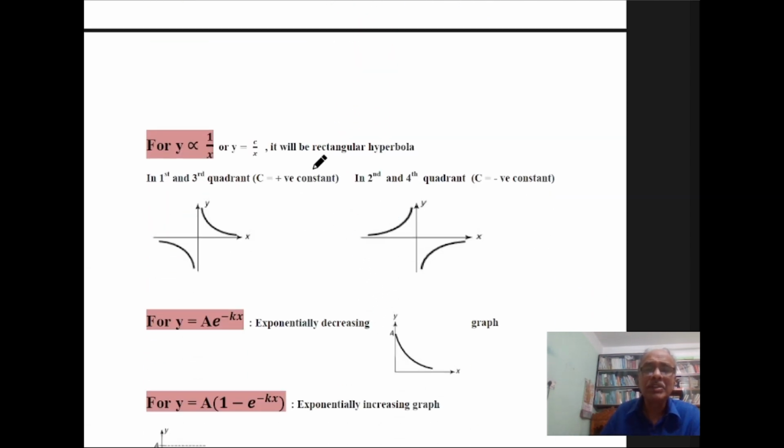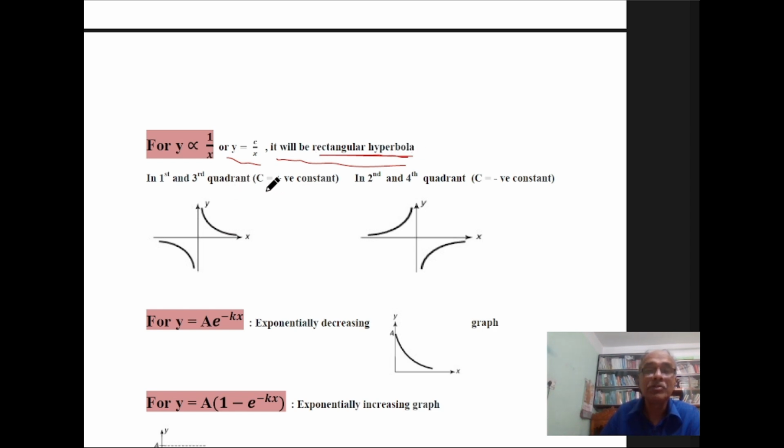Now, what is the form of the curve? Here, if y is proportional to 1 by x, that means it is inversely proportional, then y equals c by x. In that case, if we plot the graph x versus y, then it will be a rectangular hyperbola. Okay, it will be a rectangular hyperbola. If xy equals constant, then the graph will be a rectangular hyperbola.